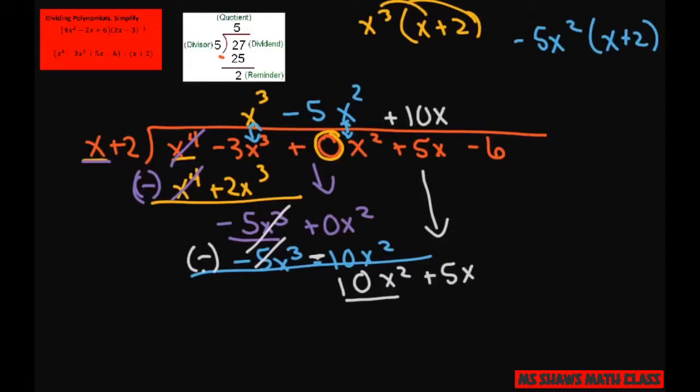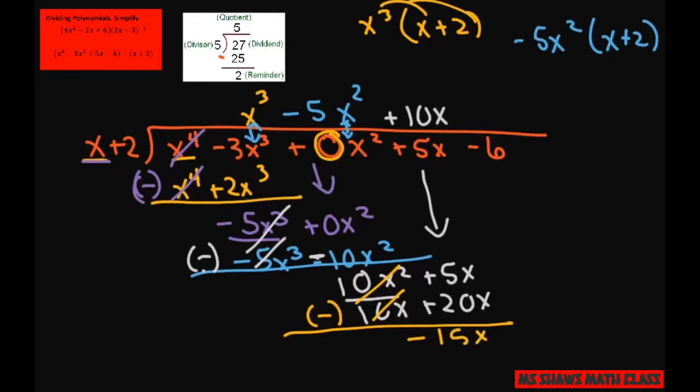All right, you multiply this 10x times both terms, you get 10x squared plus 20x. Then you subtract. When you subtract, those go away, and you're going to get negative 15x. Bring down this negative 6. What times x gives you negative 15x? And that's going to be negative 15. So when you multiply that out, you're going to get negative 15x minus 30.